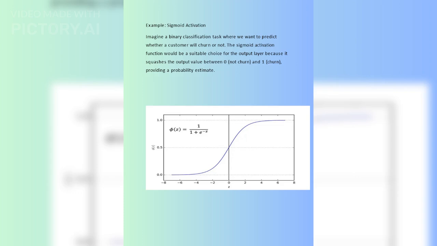Imagine a binary classification task where we predict whether a customer will churn. The sigmoid activation function is ideal for the output layer as it squashes the output value between 0 and 1, providing a probability estimate.